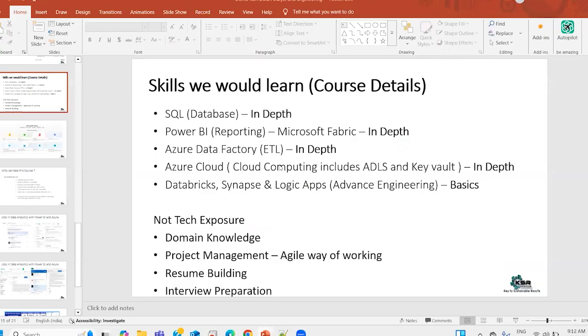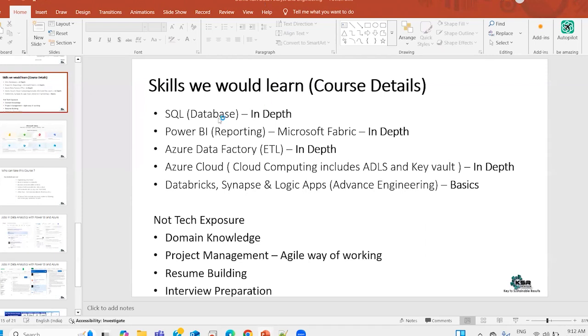Now, what is this course about? We might have discussed yesterday, but for the people who have joined in today's session, this course is all about end-to-end Power BI with Azure and with SQL. You take any course in KSR, usually every course is combined with SQL. SQL is a must, because you are entering the field of data. Data means SQL. SQL is nothing but the communication channel. You need to know SQL.